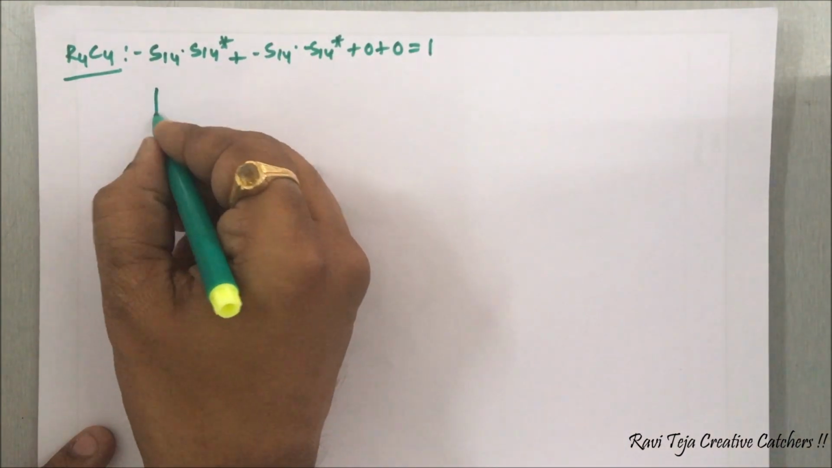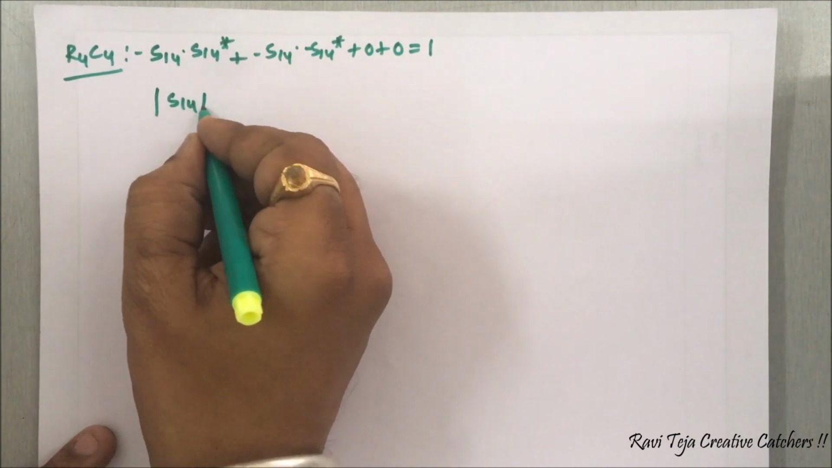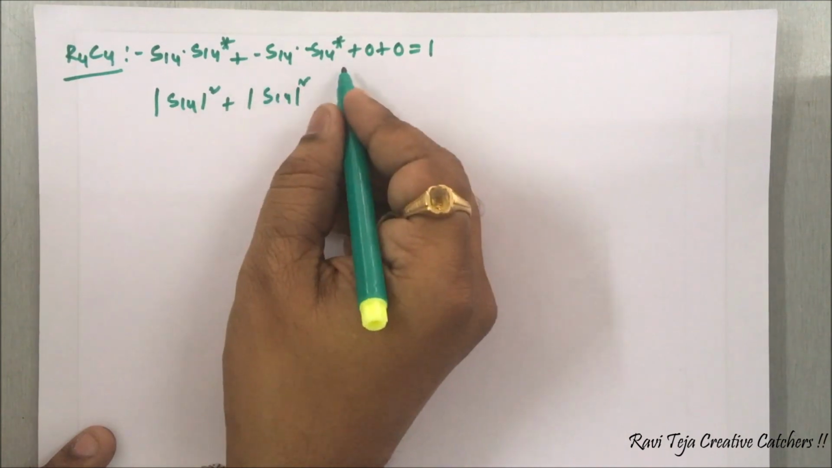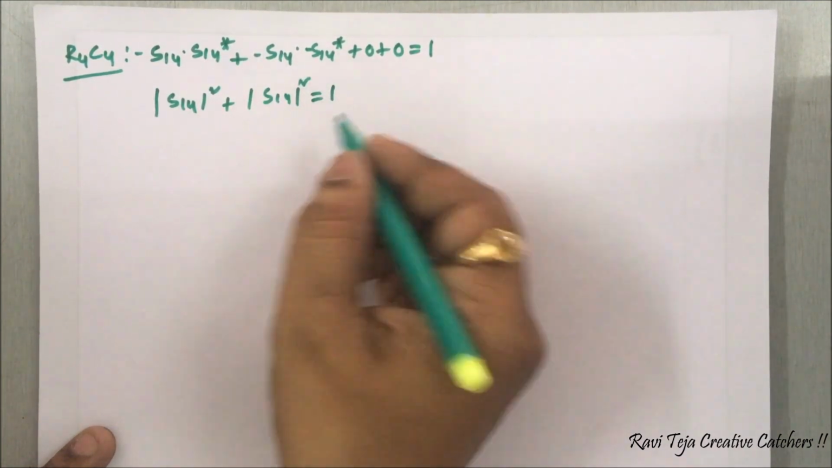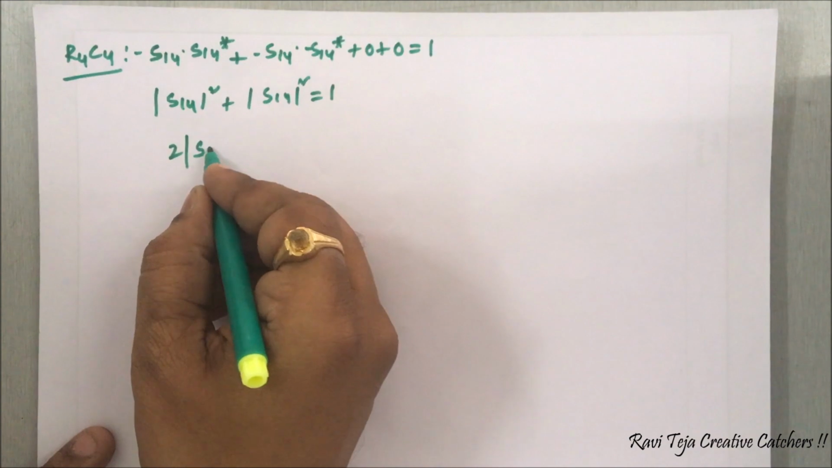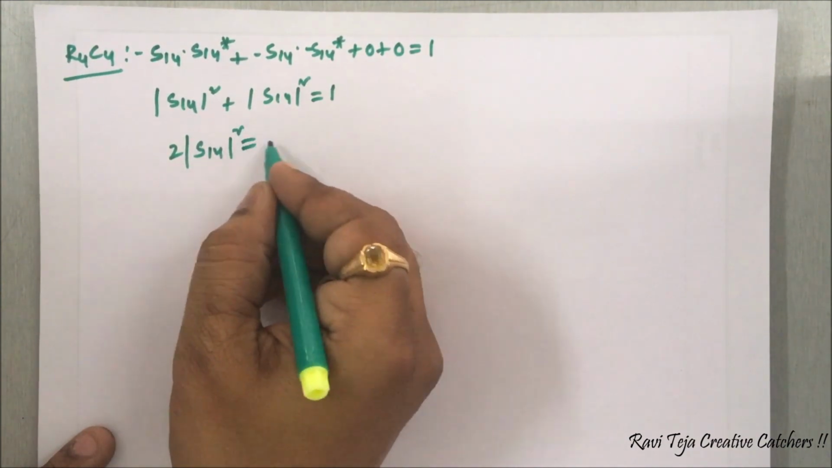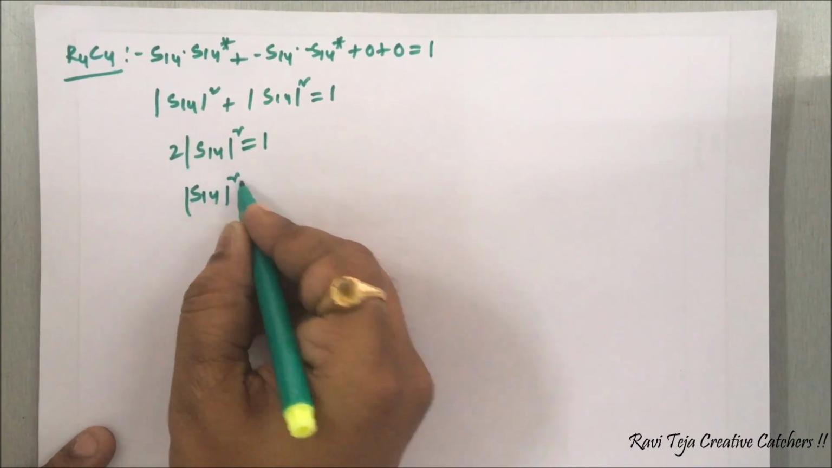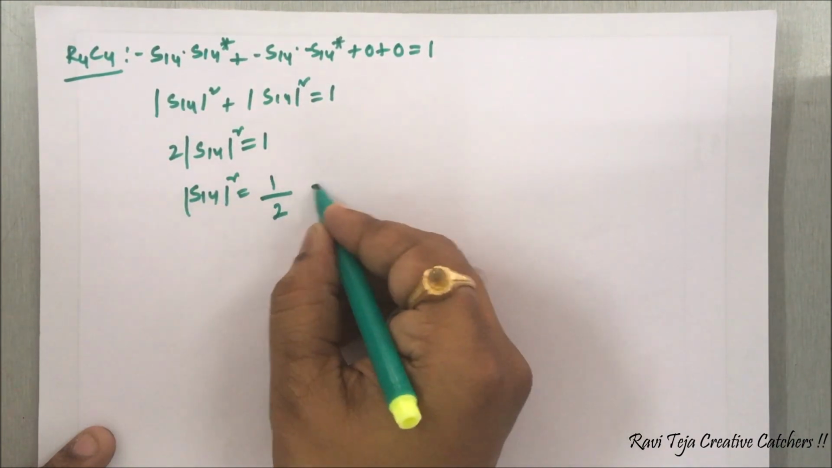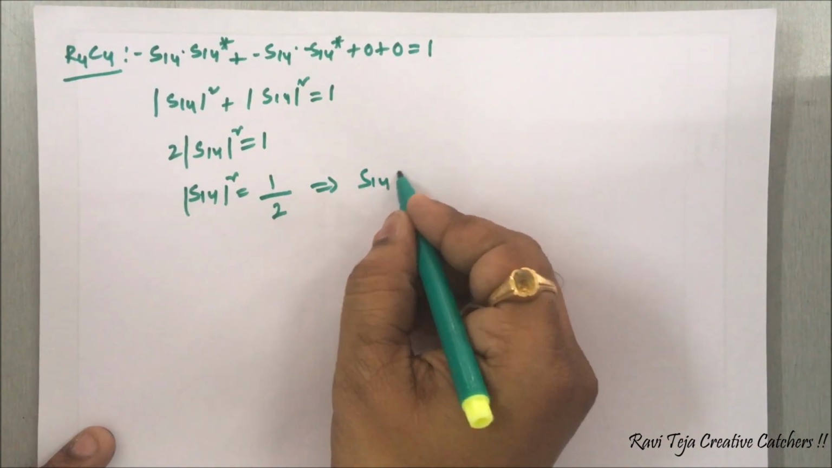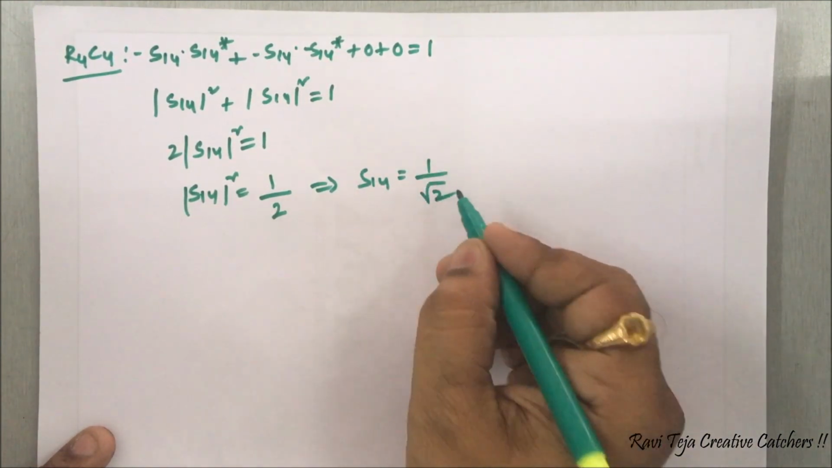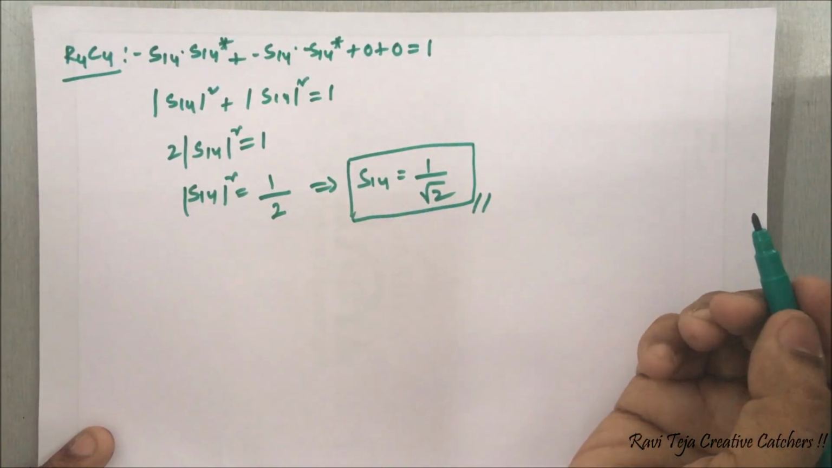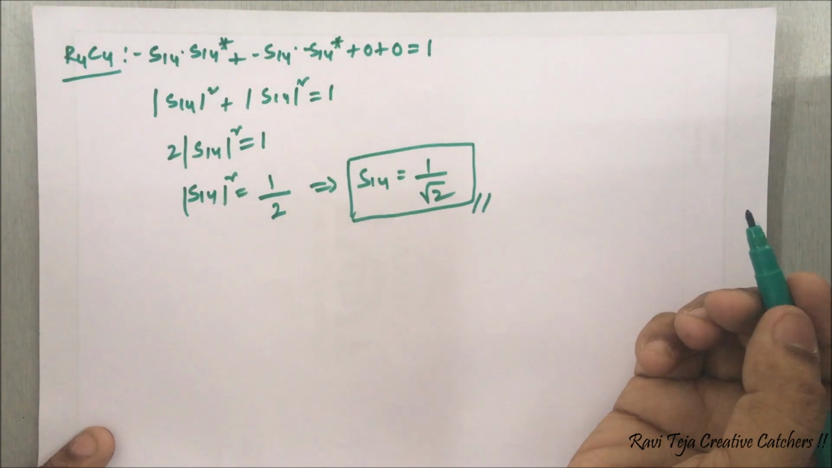So this can be written as modulus of S14 square plus modulus of S14 square, negative can be neglected, is equal to 1. 2 modulus of S14 square is equal to 1. This can be written as S14 square is equal to 1 by 2. S14 is equal to 1 by root 2.